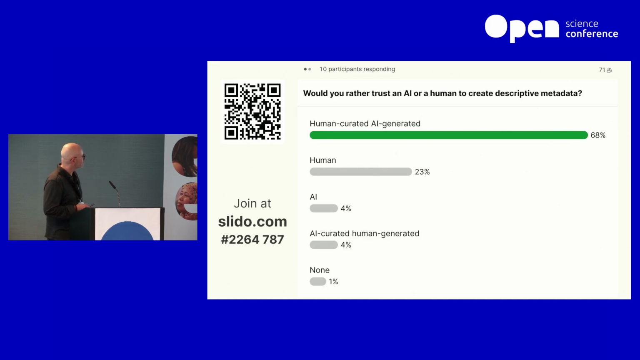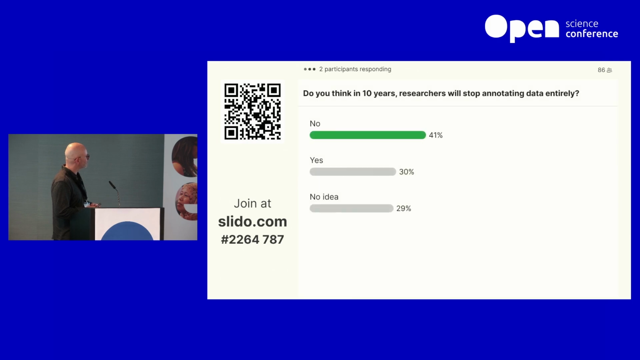Okay, so we see that an AI can be useful in creating metadata, but it should be somehow human created. So this is the trusted way. And the next result is humans should do it. And then we have AI curated, human generated metadata in third place. Interesting. Okay, can we see the other results?